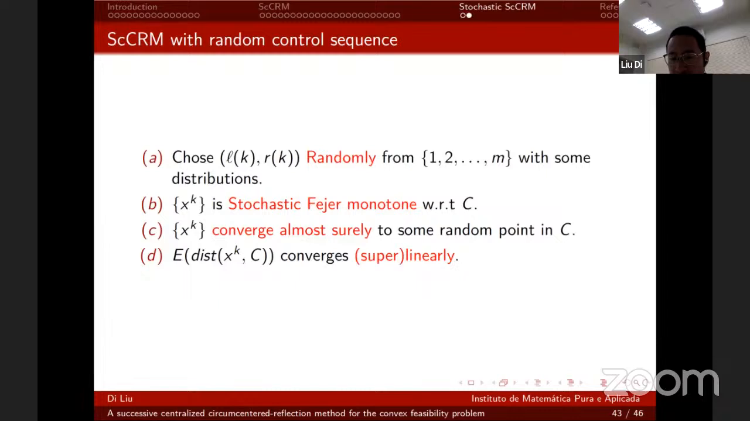But for the numerical experiment, I didn't do it yet, but we don't expect too much, because I expect that the behavior of the stochastic control sequence is somehow like the almost cyclic or cyclic control sequence, maybe a little better, but not too much better. Yeah, but it's another kind of sequence. Maybe it could have another very nice background.